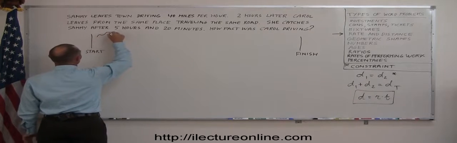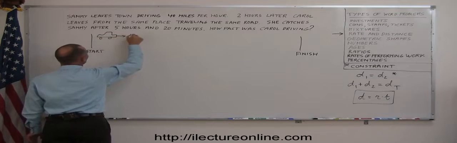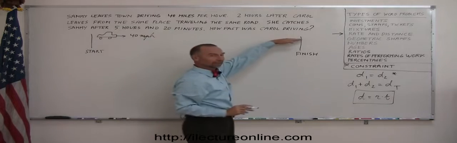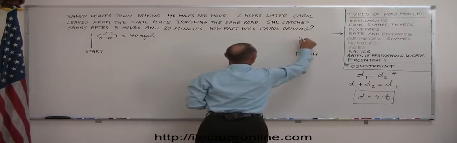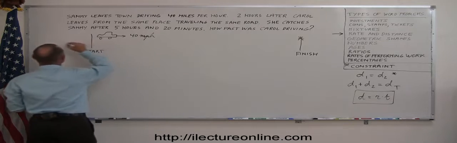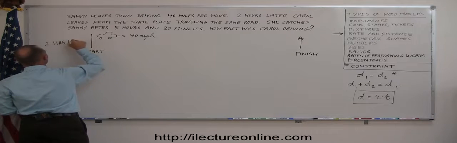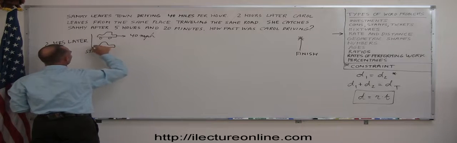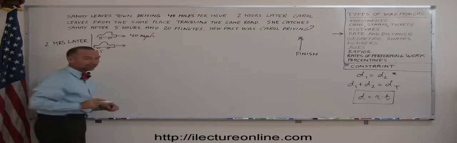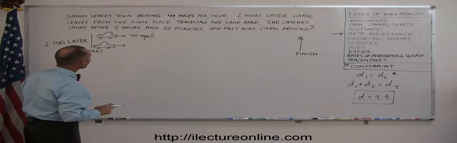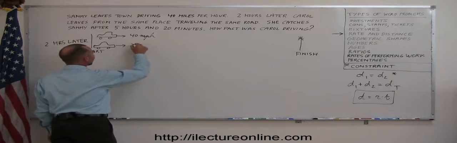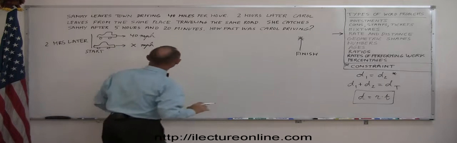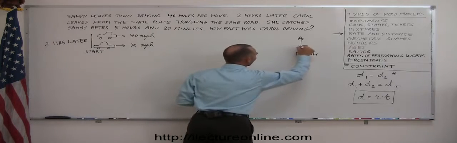So let's say here's Sammy's car. And Sammy travels at 40 miles per hour. And after 5 hours and 20 minutes, Sammy ends up over there. So 2 hours later, Carol takes off in her car. She drives faster, obviously, otherwise she couldn't catch Sammy. But we don't know how fast, so let x represent the speed at which Carol travels. And after a total of 5 hours and 20 minutes after Sammy left, Carol also arrives at the same spot.